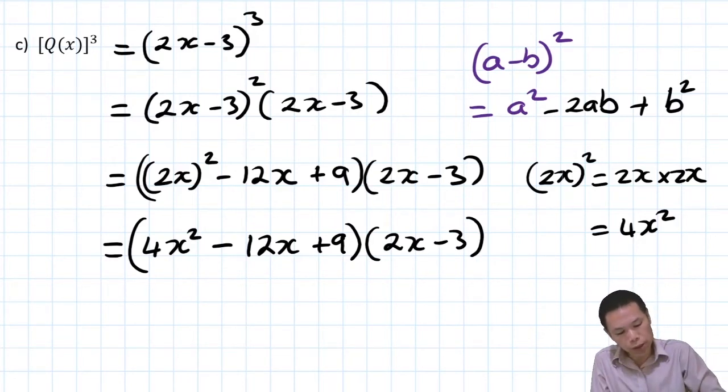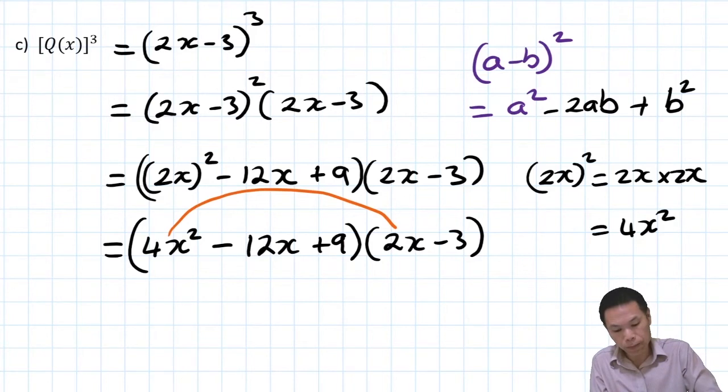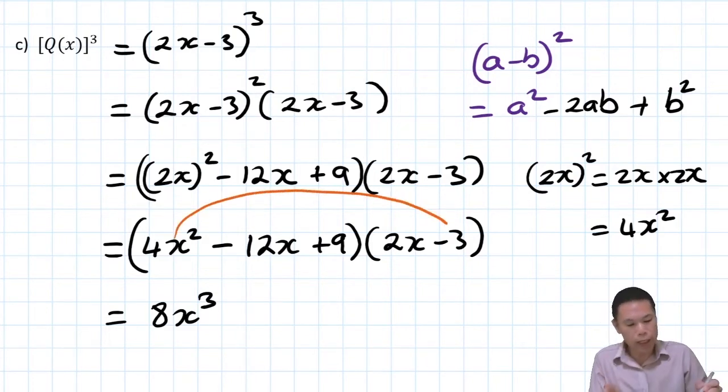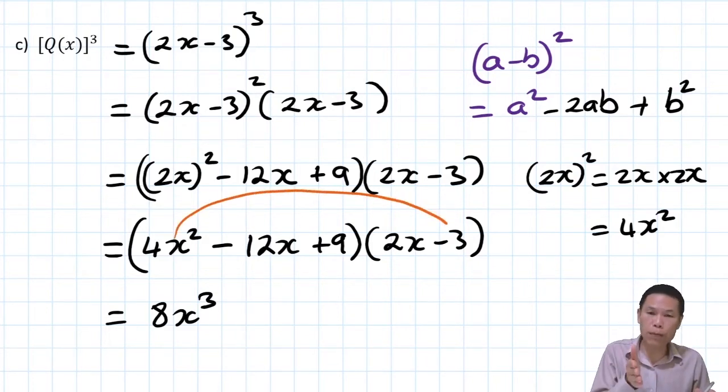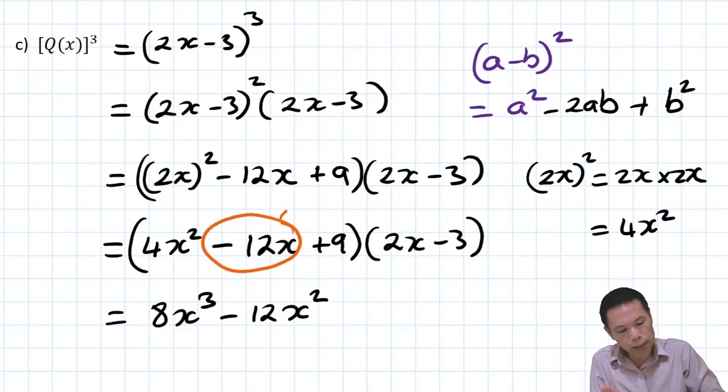So this is 4x squared times 2x. 4 times 2 is 8. So 8x to the power of 3. So which equal to 8x to the power of 3. And the next one is we go 4x squared times negative 3. 4 times 3 is 12. So minus 12x squared. Then minus 12x times 2x.